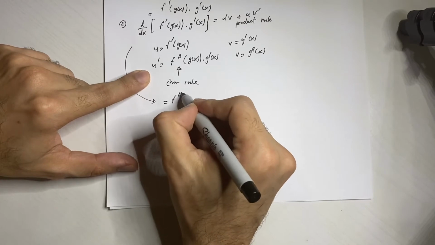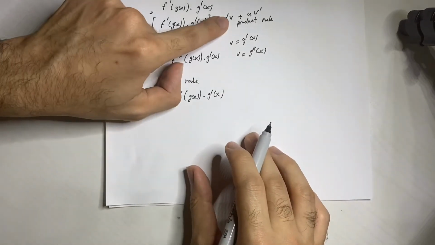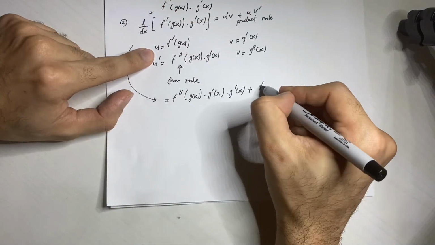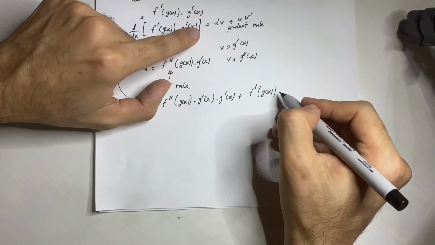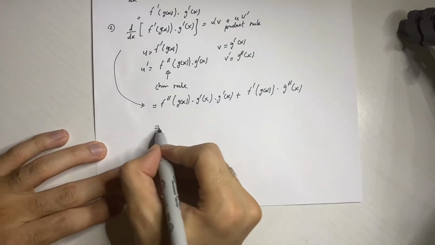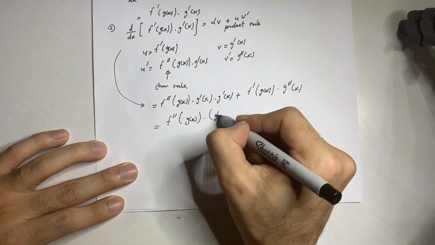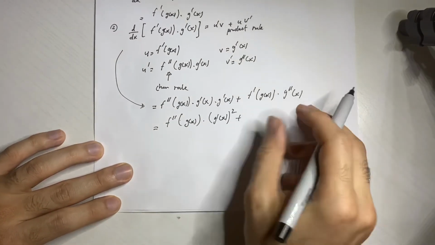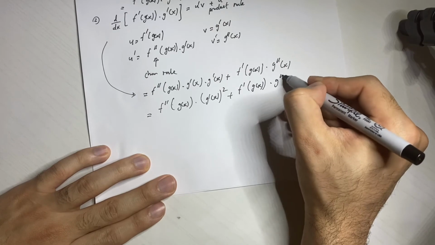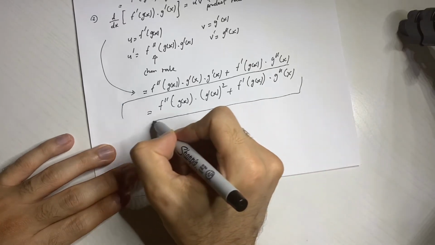So u prime will be f double prime g of x multiplied by g prime of x, and then multiplied by v, which is g prime of x, then plus u, which is f prime of g of x multiplied by v prime, which is g double prime of x. Now what we can do is just simplify. So we have g prime of x twice, so that's gonna be g prime of x squared. Then the same term will go to the bottom, and that should be our answer. This is the second derivative of the chain rule.